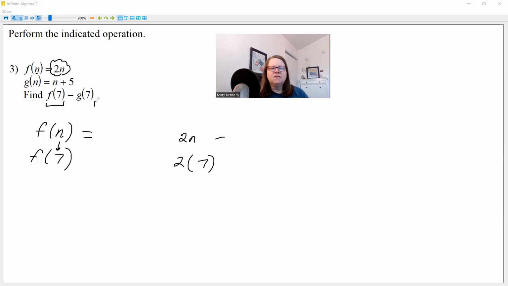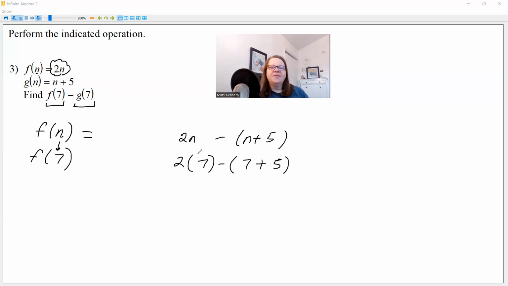minus g of 7 here. Well, that means we're replacing n plus 5 with what is n? N is 7. So that's interesting, and that is not always the case. It's not always going to be f of 7 minus g of 7 or f of 2 minus g of 2. They just wanted us to use the value of 7 for both n values here.